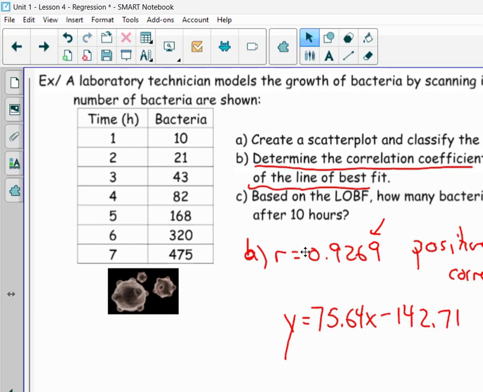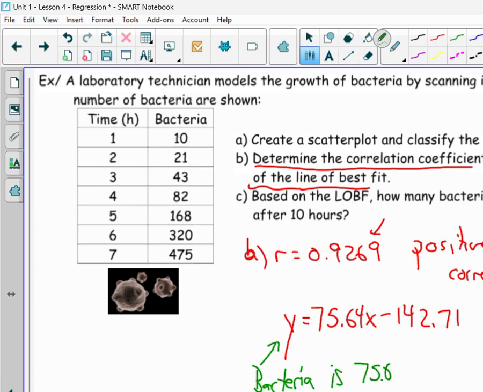What the line of best fit equation is telling us is, it's saying y, which in this case was bacteria, is 75.64 times x. X is my number of hours. And then I have to subtract 142.71. So what it's telling us is we can calculate how many bacteria we have based on this equation. All we have to do is fill in the number of hours, and we can get the number of bacteria, which means I can interpolate and extrapolate pretty accurately.